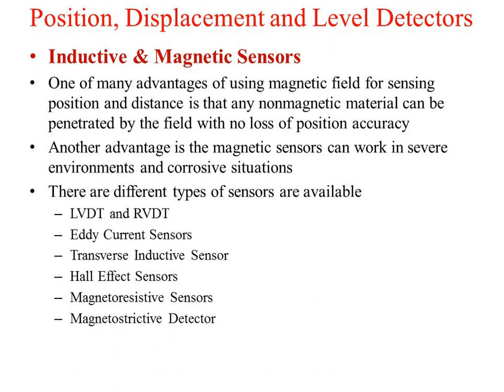So there are different types of sensors available which use the inductive and magnetic principle. We have already seen in our previous lecture what the inductive principle and the magnetic principle are. Using those principles, there are sensors that we are supposed to cover: LVDT and RVDT, then eddy current sensor, transverse inductive sensor, Hall effect sensor, magnetoresistive sensor, and magnetostrictive sensor detectors. So these are the six sensors that we are going to see under the heading of inductive and magnetic sensors.